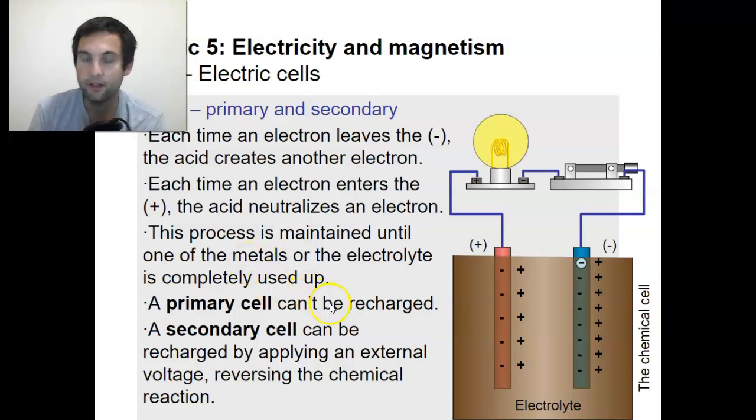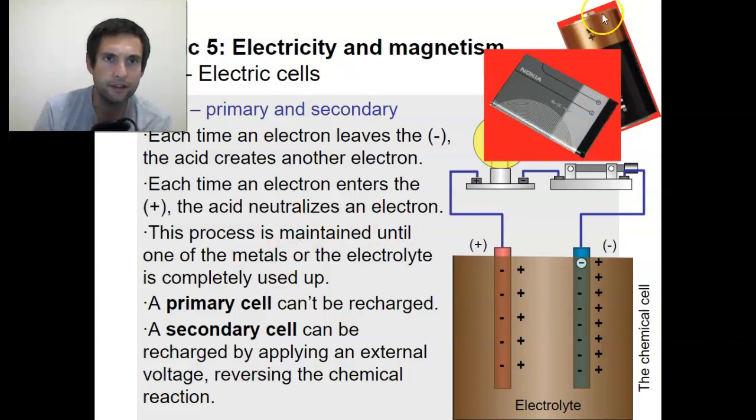A primary cell can't be recharged, but a secondary cell can be recharged by applying an external voltage, reversing the chemical reaction. So any of those rechargeable batteries, they have to have multiple cells in them. There's one primary and there may be one secondary or 2 secondary, however many extra cells that can be recharged.